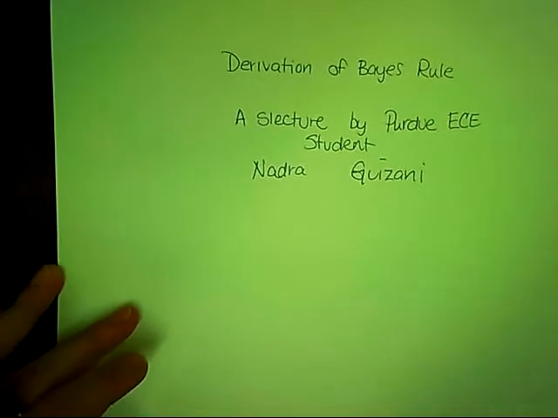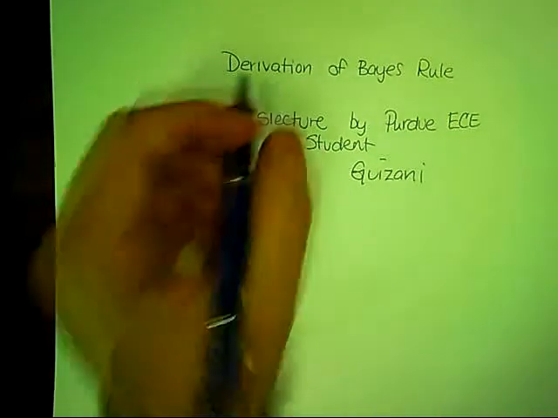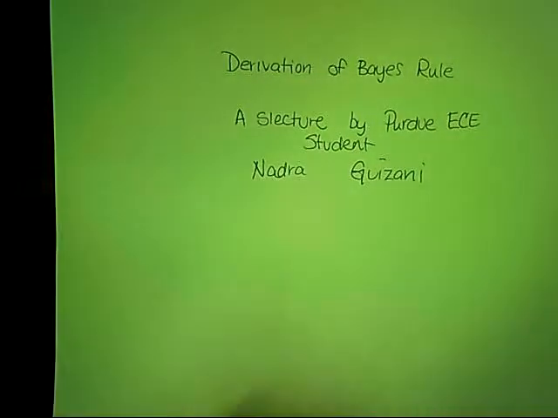Today's lecture is on the derivation of Bayes' rule in both the discrete case and the continuous case. Before we derive Bayes' rule in the discrete case, there are some parameters we need to define.